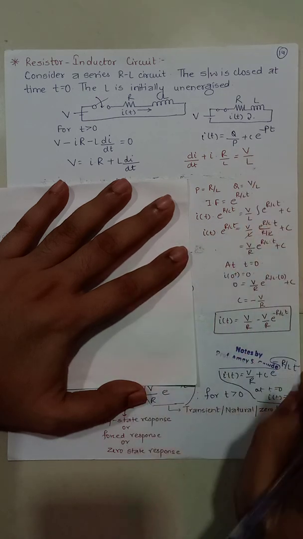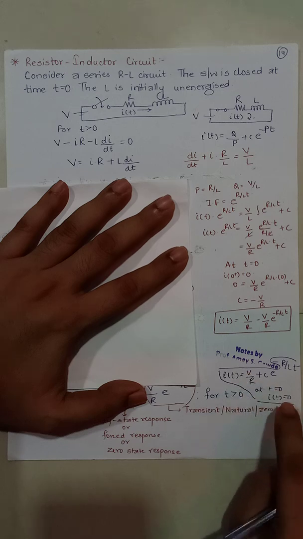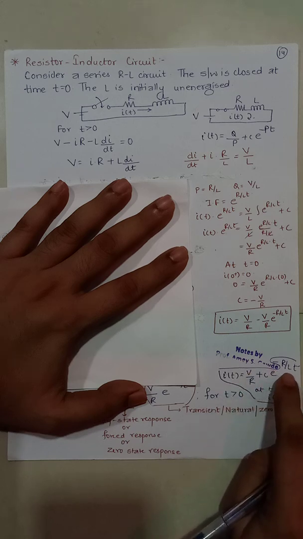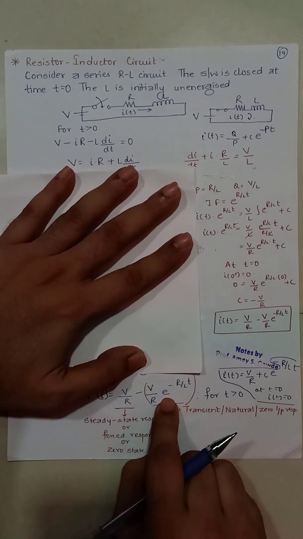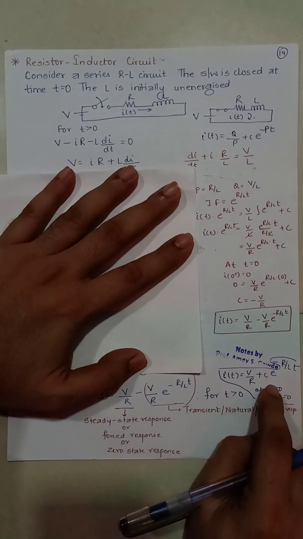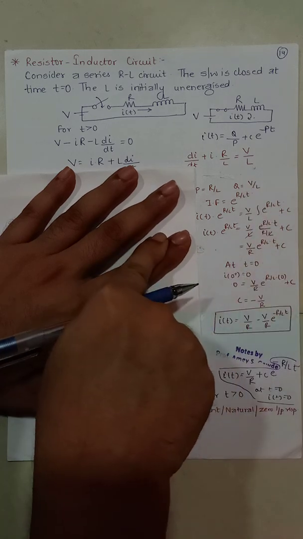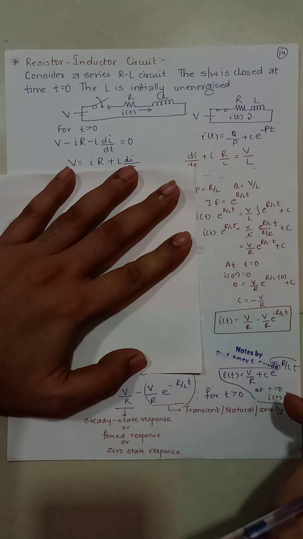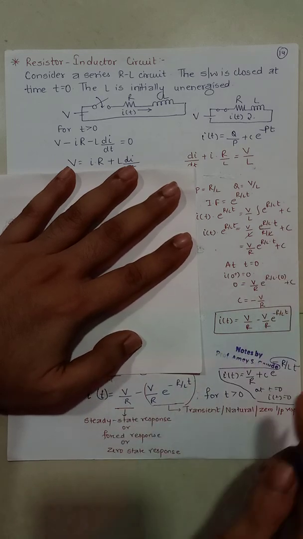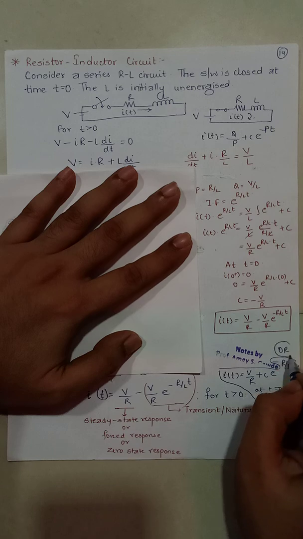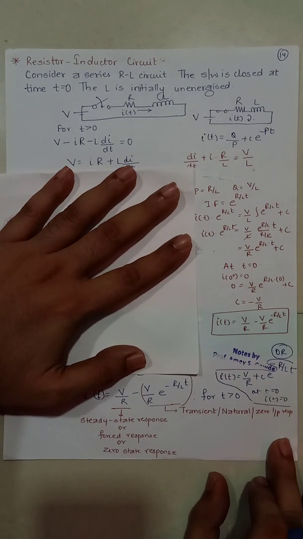Rather than writing all the steps, straight away you can find i of t as V by R minus V by R e raised to minus R by L t. So this is the final equation you will get within one or two steps from this. This is again the lengthier method. One more method is given in the book, so I can use either this or this to derive the final equation. You can call this the OR shortcut method, which you can use for solving the equations.